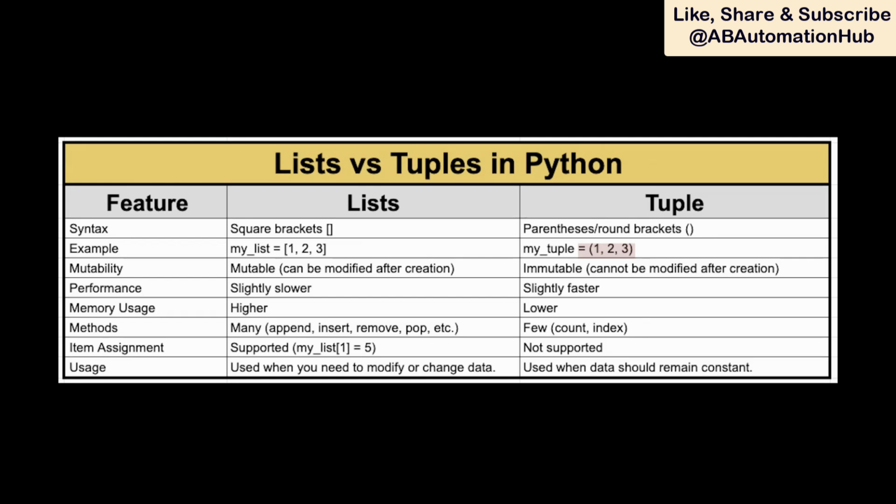And now let's understand when you should use which one. Use list when you expect the data to be changed, and use tuples when your data should stay fixed, like days of the week, month, or even coordinates. Right? When you have a fixed data, in that case, you should use tuple. Now let's see an example for this.